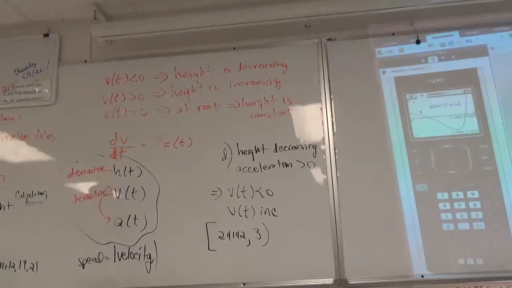If speed is the absolute value, oh my god, are you trying to take another one of my calculus units? We'll be with you in just a little bit. Speed is the absolute value of velocity.